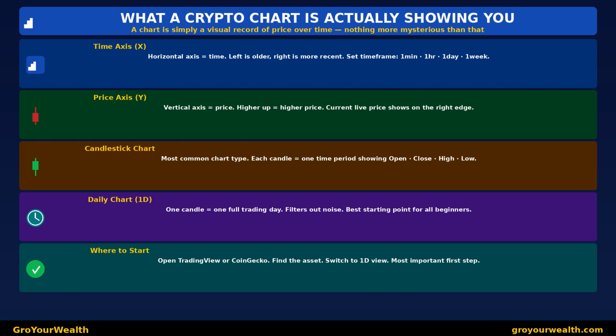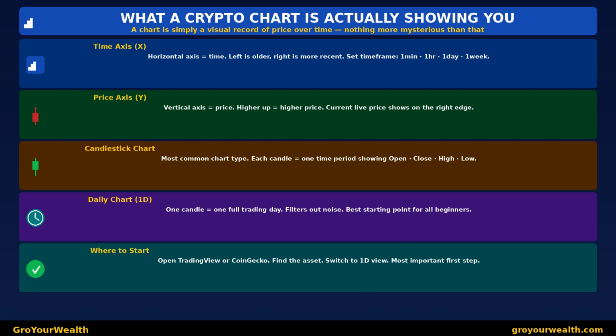A crypto chart is simply a visual record of price over time. The horizontal axis, the x-axis, shows time. The vertical axis, the y-axis, shows price. Every point on the chart represents what the market agreed the asset was worth at that moment. The most common chart type you will see is the candlestick chart.